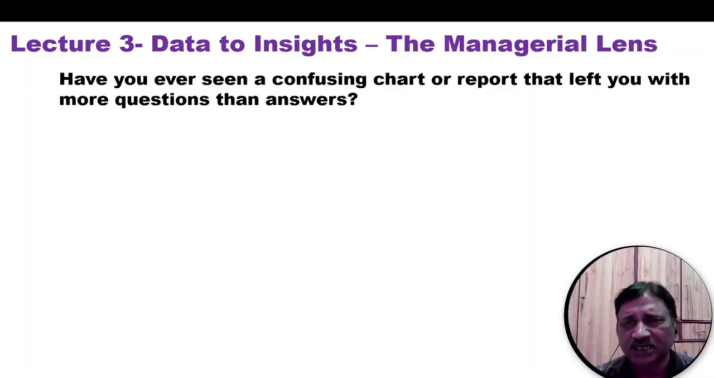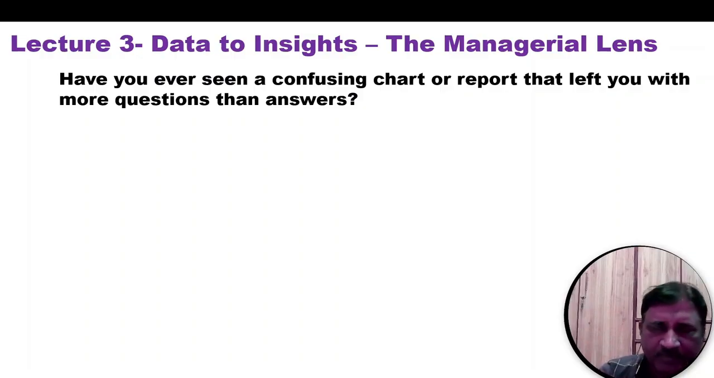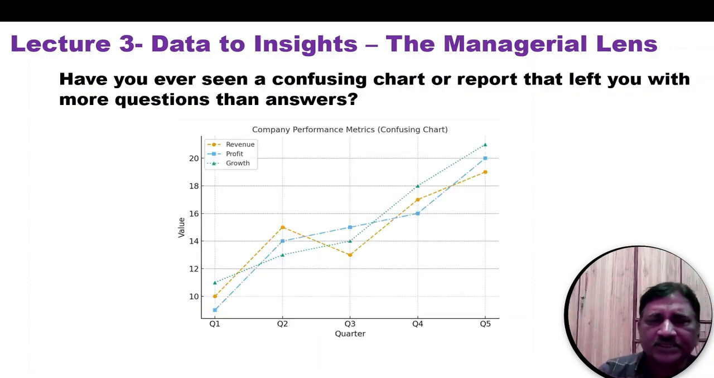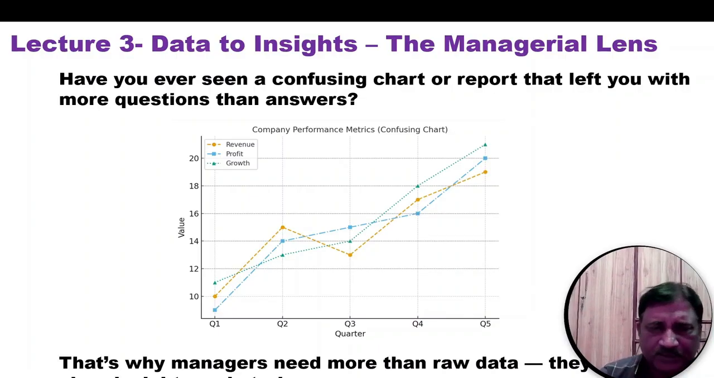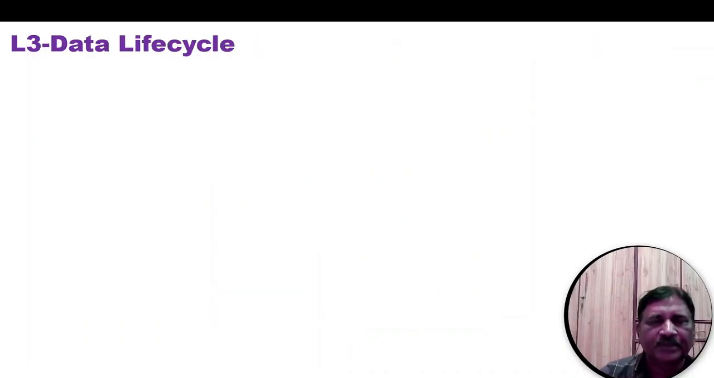Have you ever seen confusing charts and reports that leave you with more questions than answers? The various tables and the reports given by certain queries are there, and many times it is difficult for managers to make out anything important from the data they have in front of them. Sometimes there are charts and graphs from which it is difficult to make out things clearly, right? That is why managers need more than raw data. They need clear insight and storage, right?